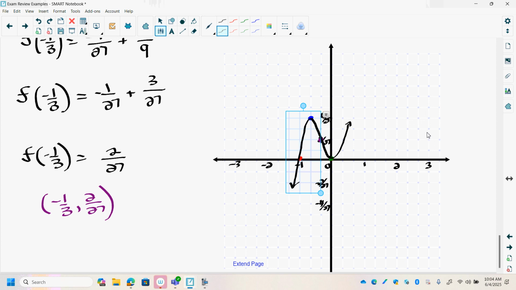It is a cubic function. Your exam will have a polynomial function on it. Cool? That's that.